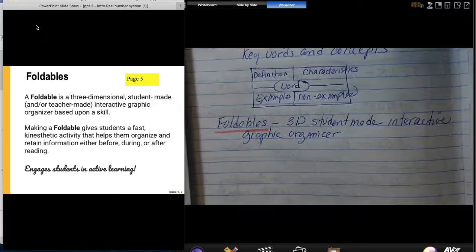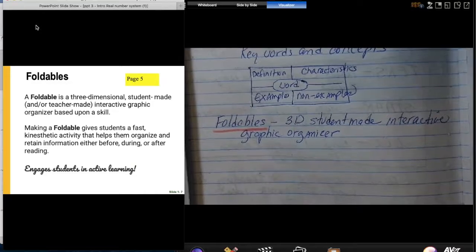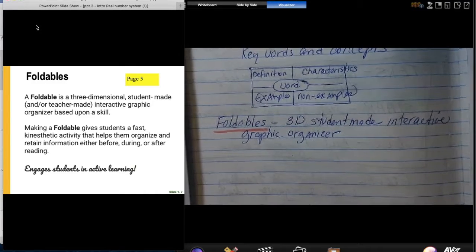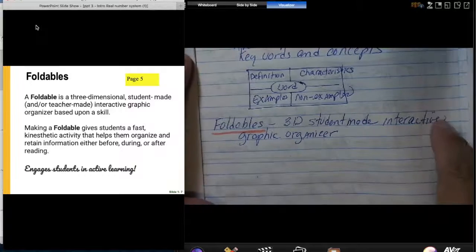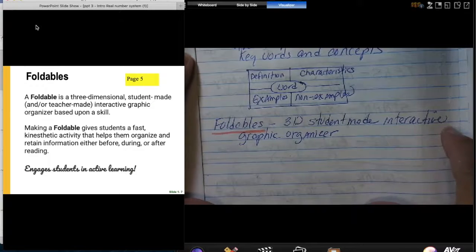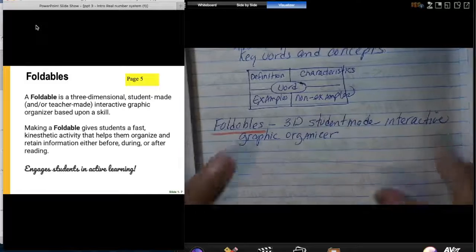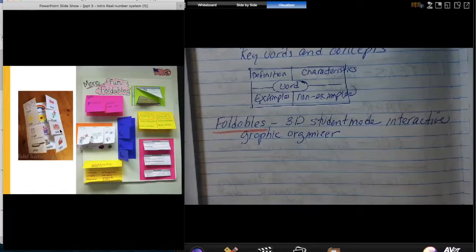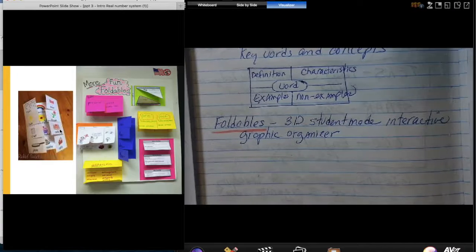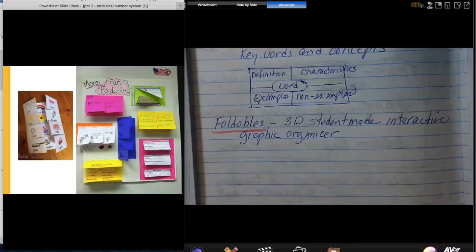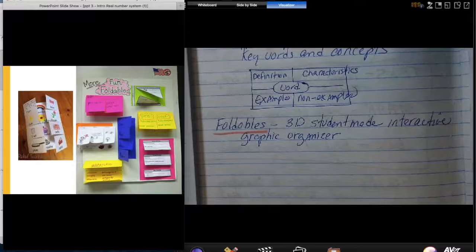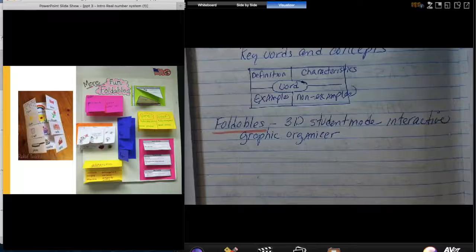Making a foldable gives a student a fast, kinesthetic activity that helps them organize and retain information. The students are engaged. They are cutting, they're gluing, they're coloring, they're applying something to their interactive notebook, and so that makes them engaged. This is called a foldable. Here's some example of some foldables. Now, a foldable can be freestanding, like the picture on the left. It does not have to be attached to your notebook, or you can glue it to your notebook.